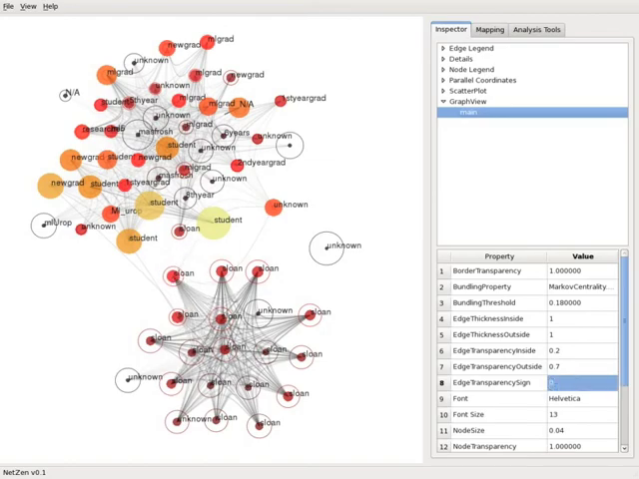This concludes our demonstration of using centrality derivatives in the visualization of social networks.